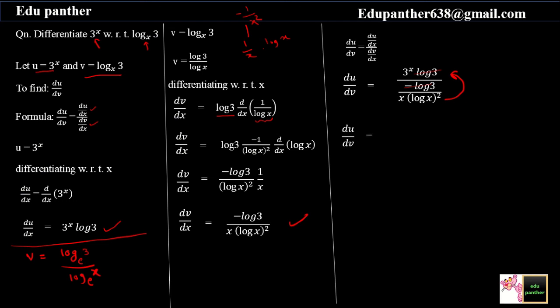So our du by dv will be minus x into 3 raised to x into log x whole square. So this is the final answer. What we have seen here is how to differentiate one function with respect to another function. For that, the first step is: take the first function as u, another function as v, find du by dx, dv by dx and use this formula. du by dv will be du by dx upon dv by dx.